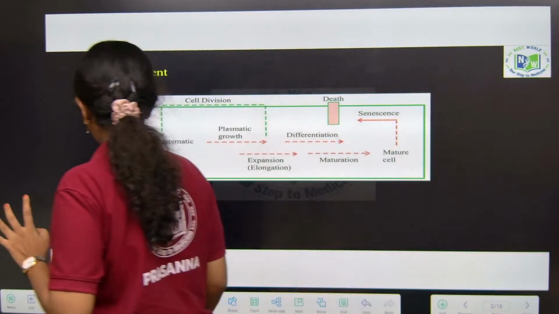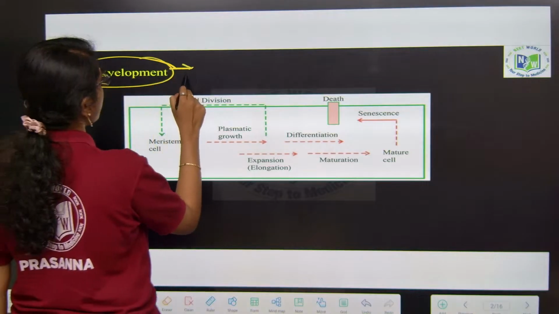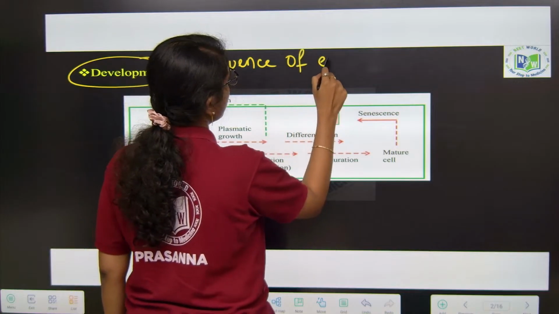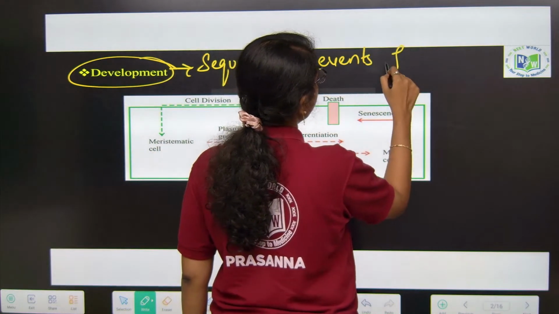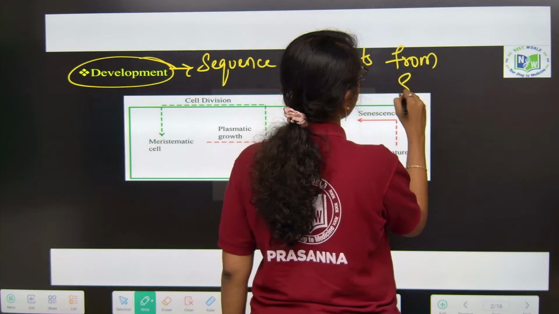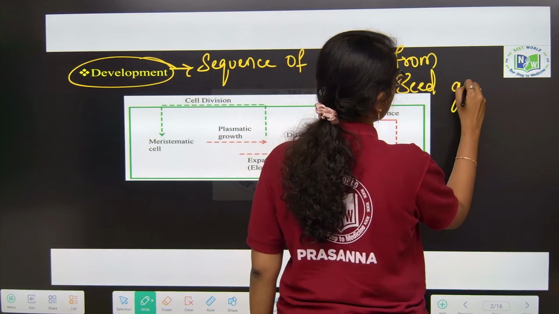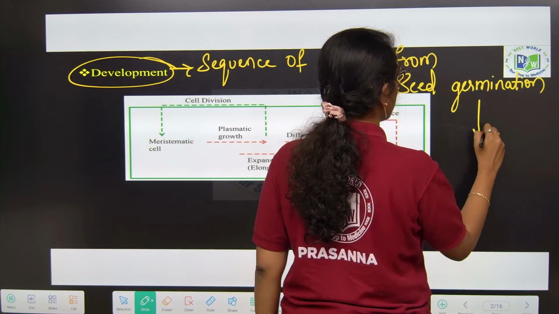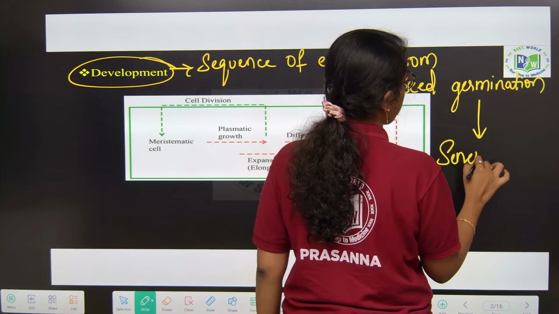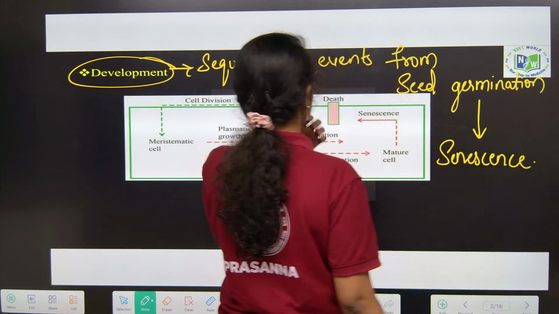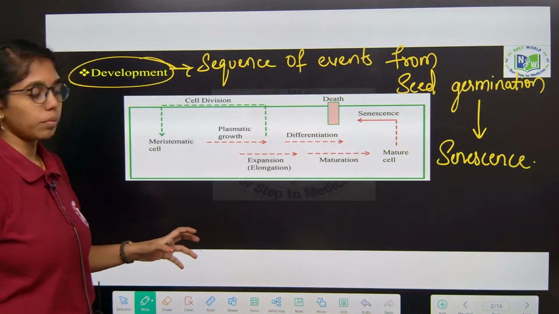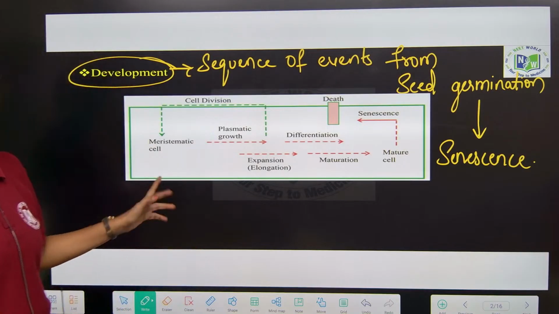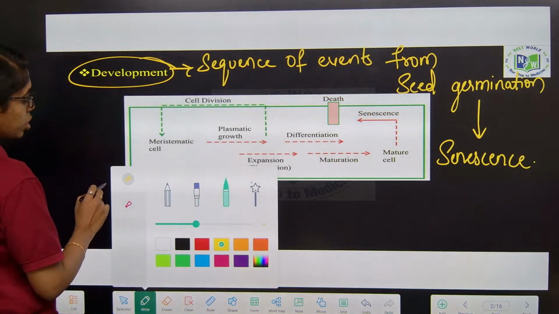Take down. What is development? Sequence of events from seed germination to senescence. Sequence of events from seed germination to senescence in a plant's life is said to be development. This diagram is given in your NCERT, which is very important.